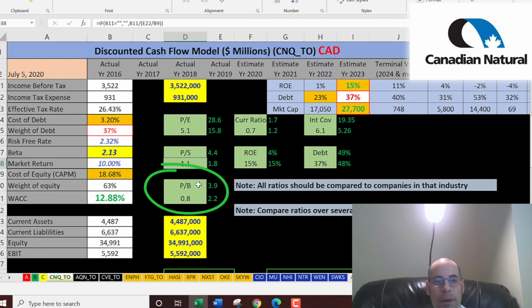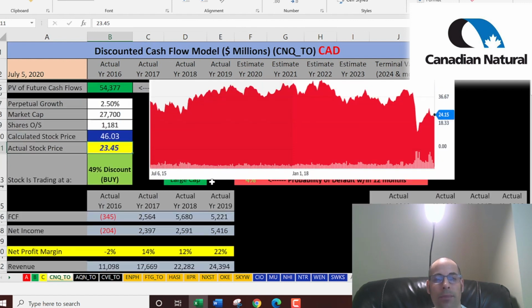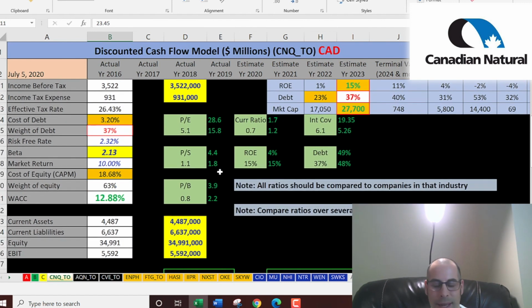Price to book of under 1. That indicates if they shut down their business and use all the assets to pay off all the liabilities, the extra cash would be more than what the stock is trading at, $23 a share. So they're better off shutting its business down. Not really, but that's what the price to book indicates.